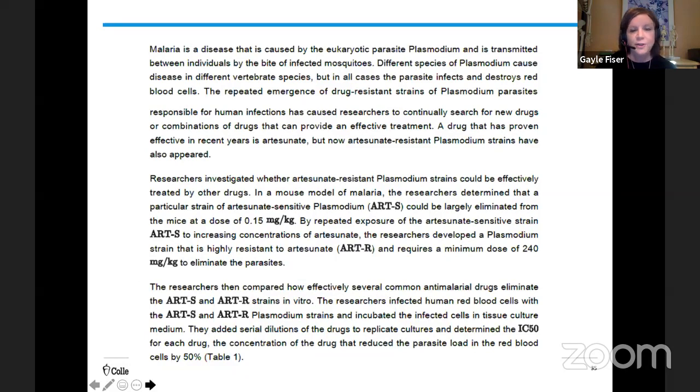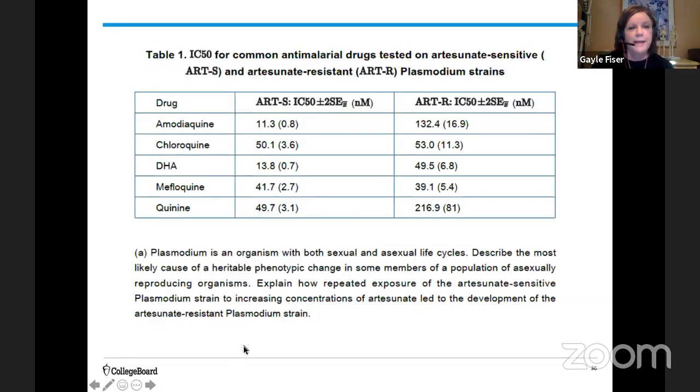So first thing I do is, where's the table? Where's the graph? I've got to have something to look at first. So I'm going to flip this page here. And so here I have a table. It says, and I'm going to assume the role of a student right now. All right, table 1, IC50. I have no idea what that is.